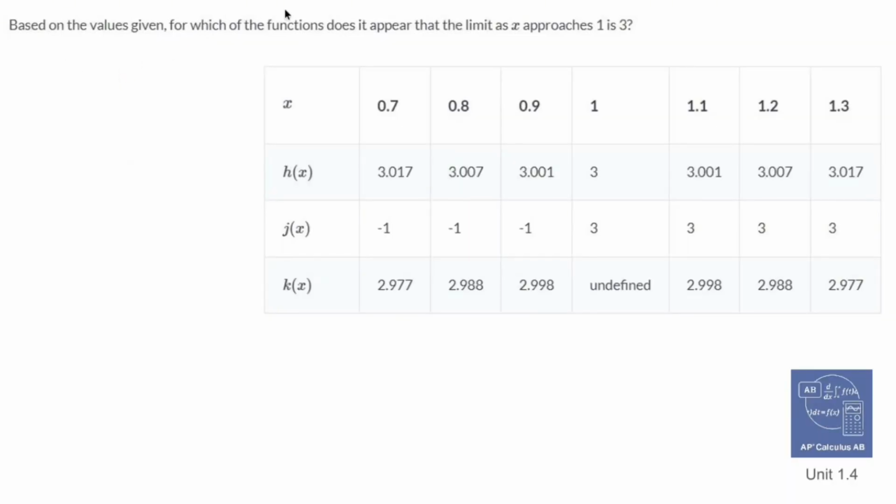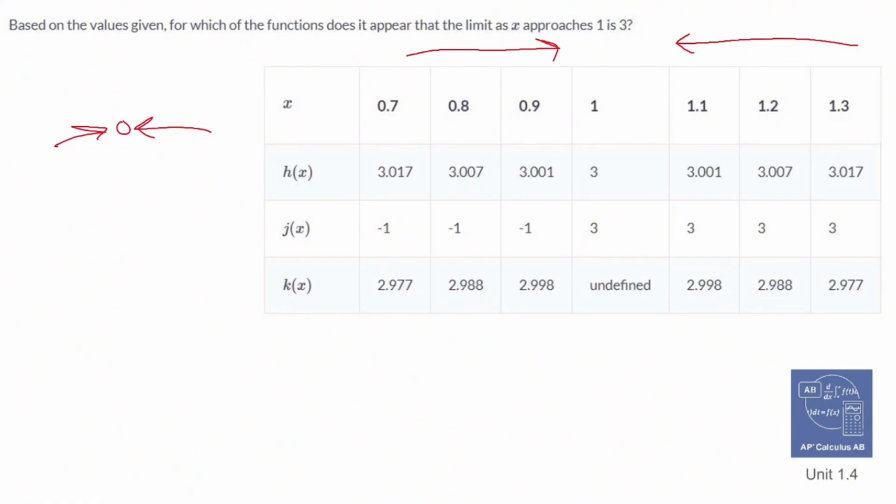Based on the values given, for which of the functions does it appear that the limit as x approaches 1 is 3? Whenever you're being asked if a limit approaches a value, you need to make sure that the left side and the right side are approaching the same value. So as we look at each of these, you have numbers going towards 1 from the left, so it's getting larger, and numbers going towards 1 from the right. As this happens, are they all headed towards the number 3?